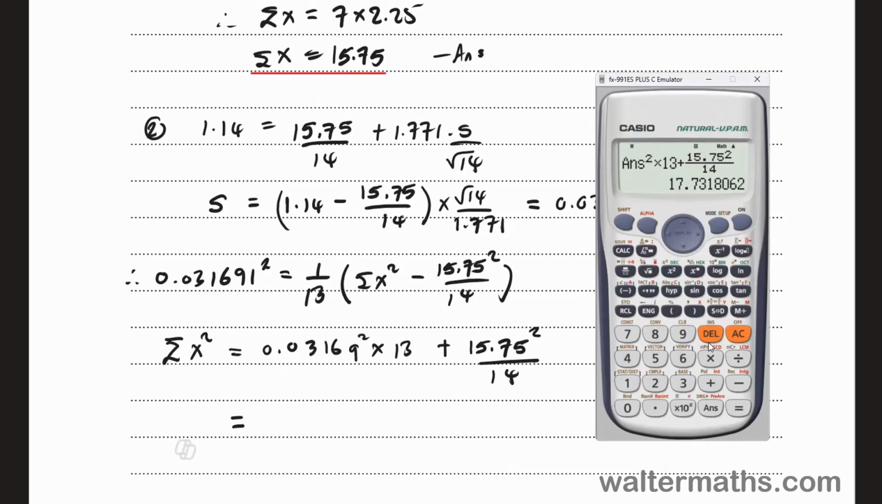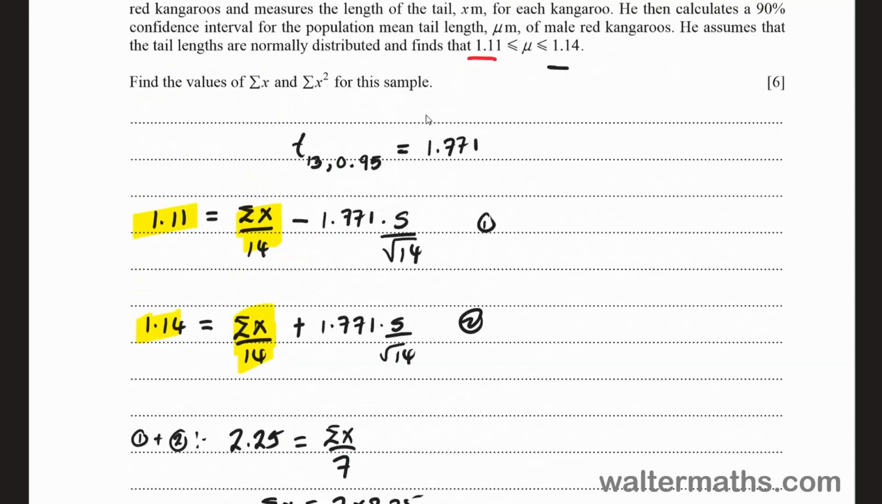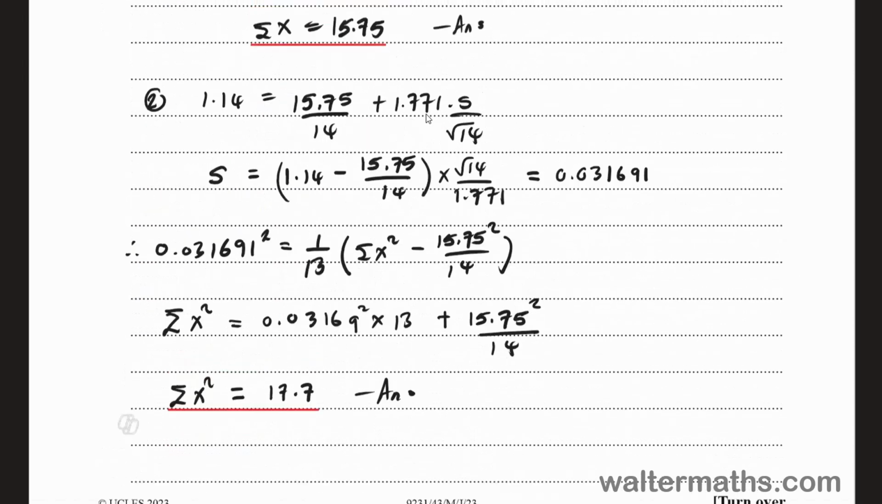and this gives us 17.7 to 3SF. So the sum of squares in x is 17.7. And this again is the answer. That's also what they wanted. All right, so that's how we do it for this particular question, where they wanted us to find the sum of x and sum of squares of x. And that's how we do it.